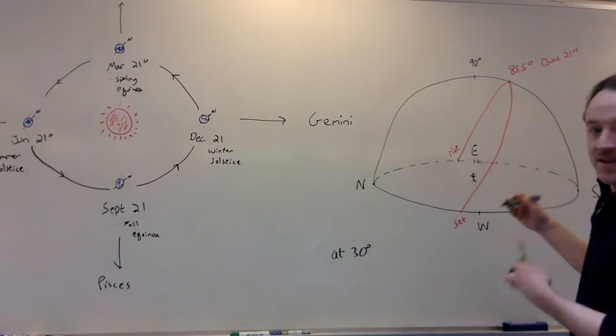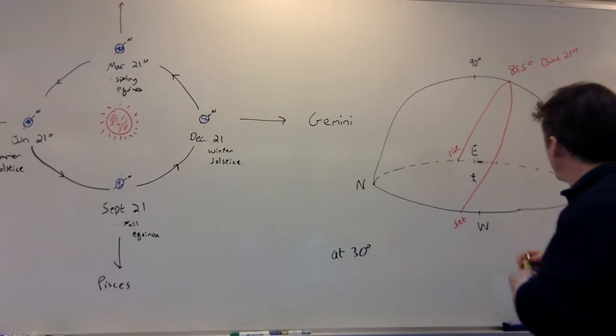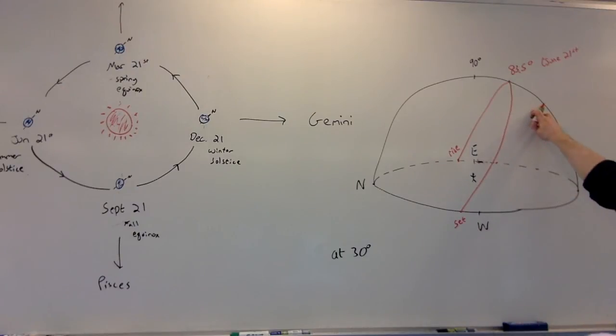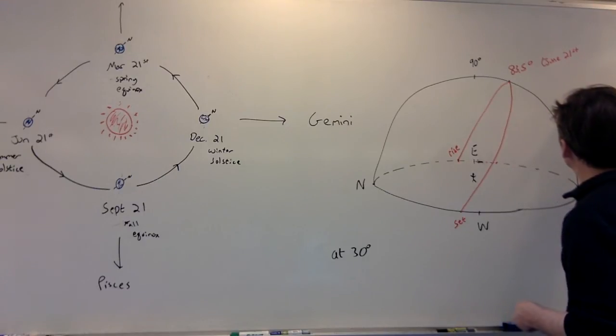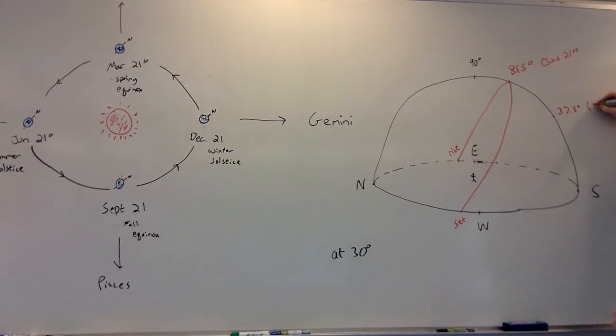The suspense is killing you, isn't it? It will what? It will reach 60 minus 23.5. It will reach 37.5 degrees. So about here, this is about 37.5 degrees here. So this is on December 21st.